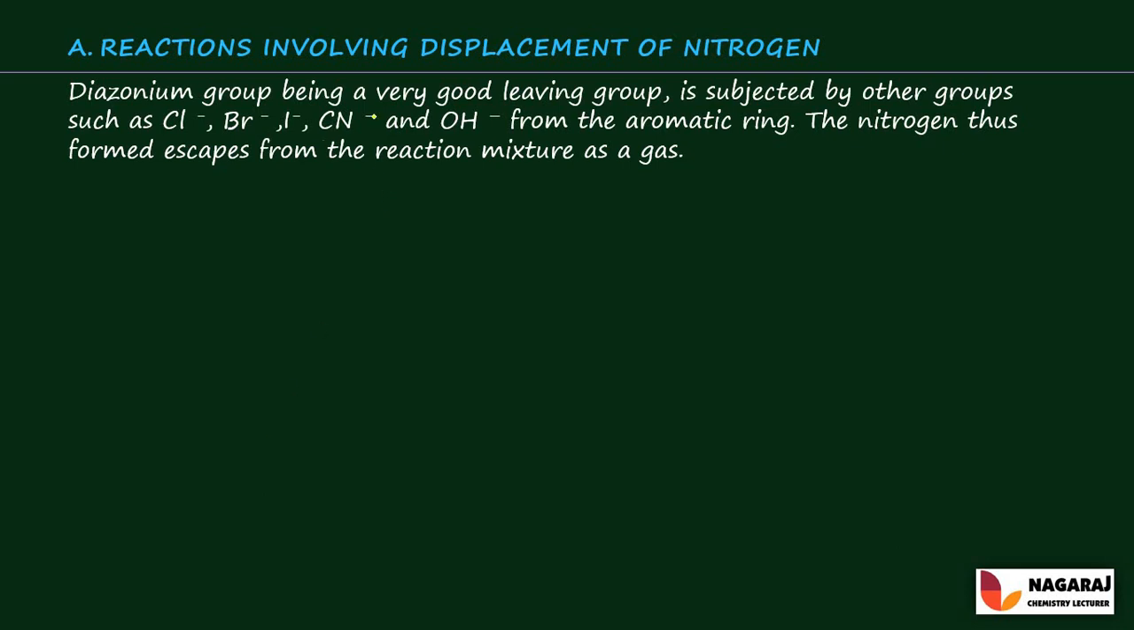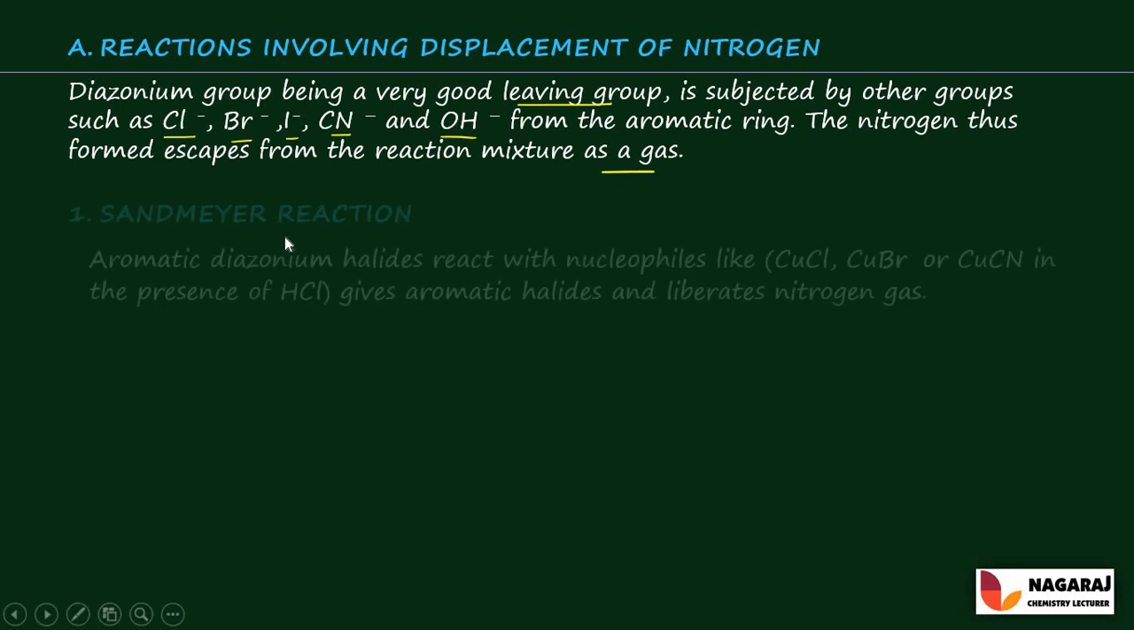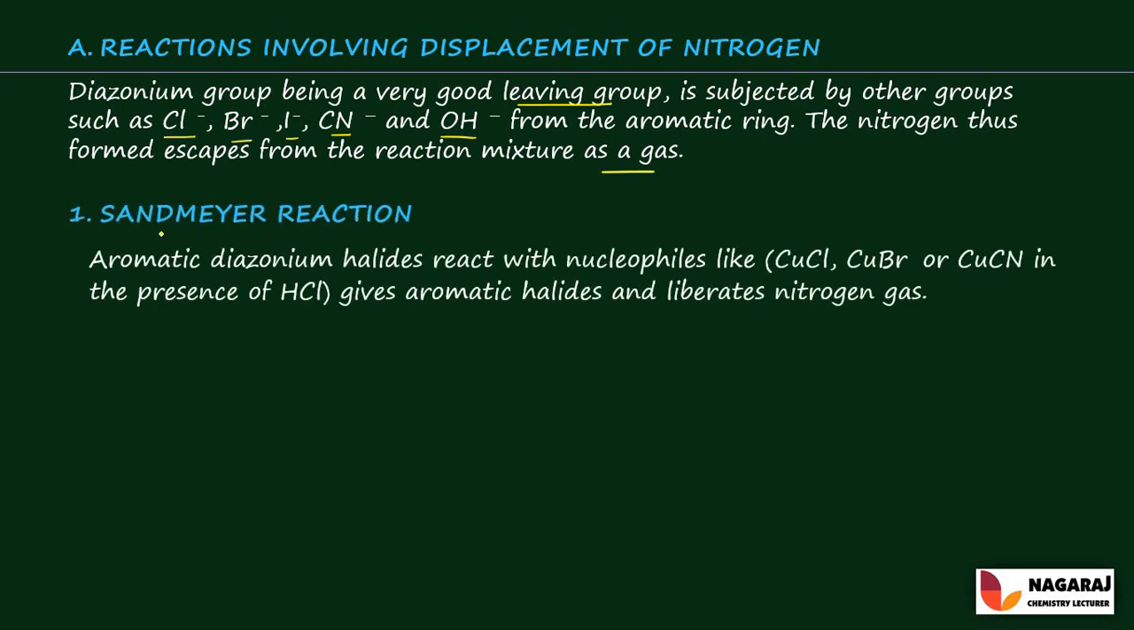This diazonium group, being a very good leaving group, is substituted by other groups such as chlorides, bromides, iodides, cyanides, hydroxyl groups. That is, as compared to the halides, cyanides and hydroxyl groups, the diazonium group is a very good leaving group from the aromatic ring, because the nitrogen thus formed escapes from the reaction mixture as a gas. Let us see the first reaction involving the displacement of nitrogen, that is Sandmeyer's reaction. Very important for 2 marks.